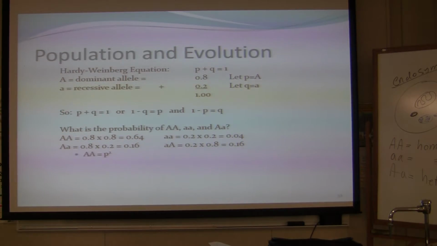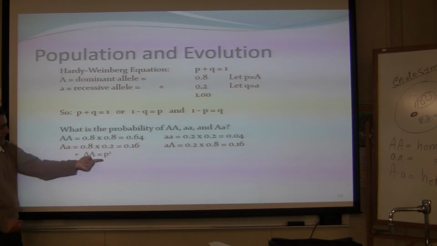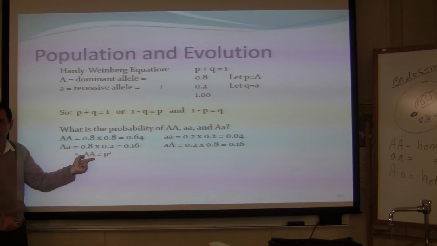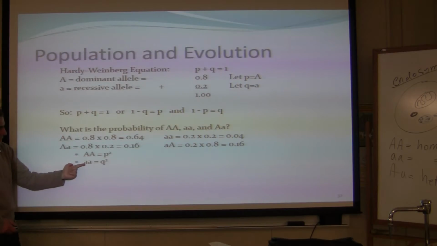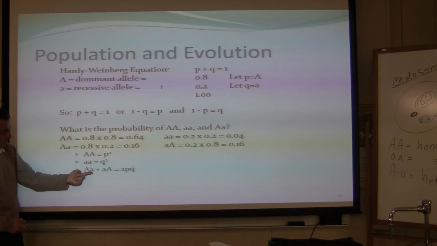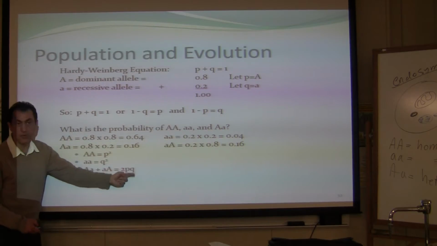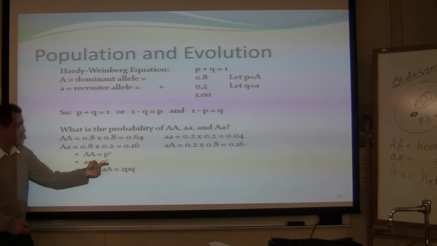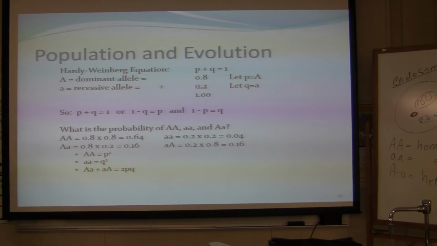And then can I say for this one, AA, p squared, is equal to p to the power of 2? I can say that. And for small a, small a, I can say q squared. I can say that. And then capital A, small a plus small a, capital A, I can say 2pq. 2pq plus q squared plus p squared is equal to 1. P squared plus 2pq plus q squared is equal to 1. This is the Hardy-Weinberg equation.